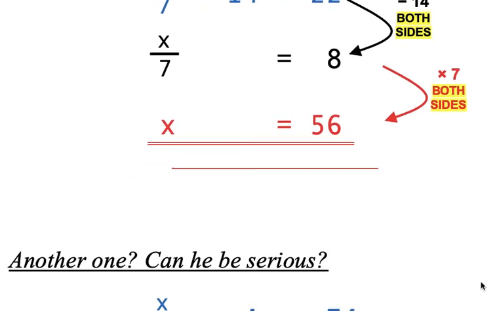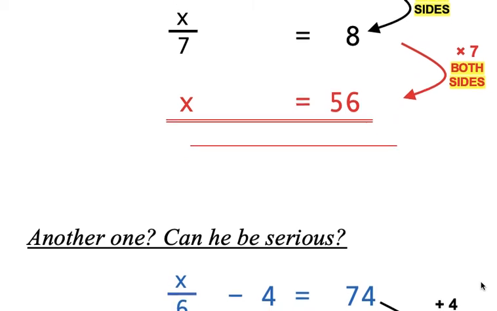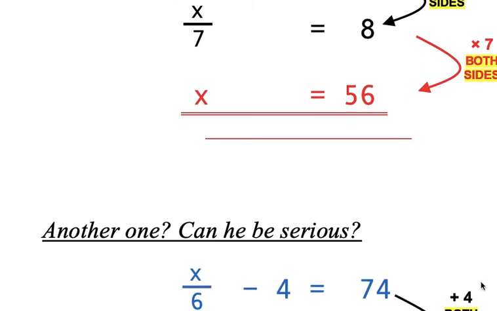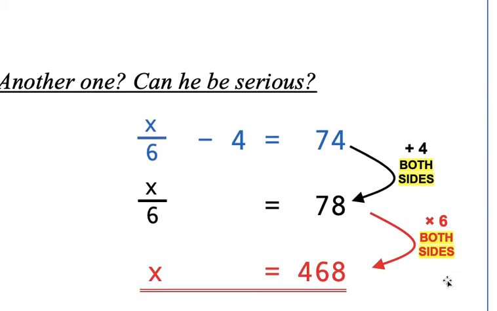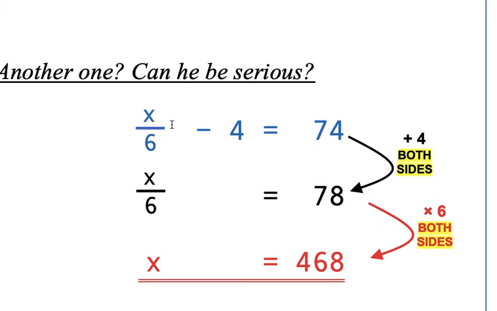Yet another one. So again, try and do that one on your own before continuing the video. Okay, so revealing the answer now. x over 6 minus 4 equals 74. I want to get the x bit on its own, so I need to get rid of the minus 4. So adding 4 to both sides, I get x over 6 is equal to 78.